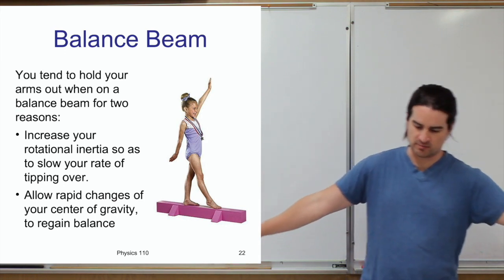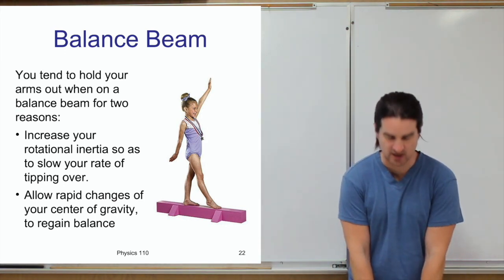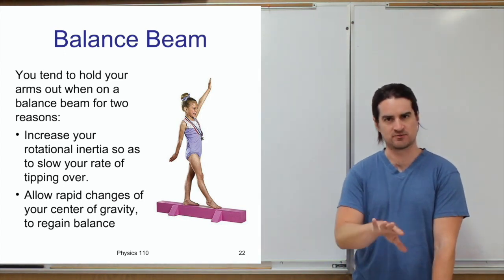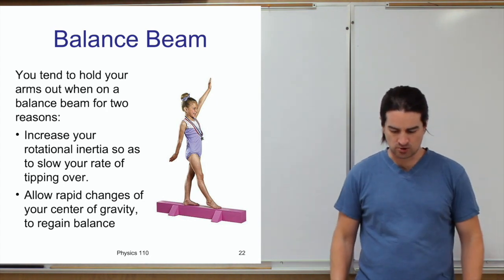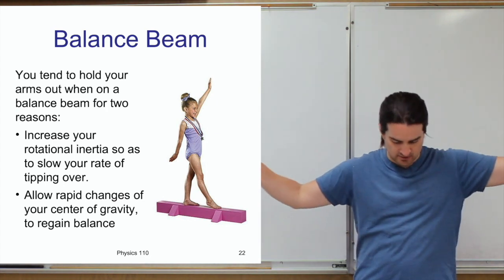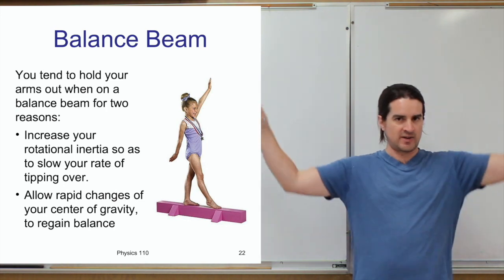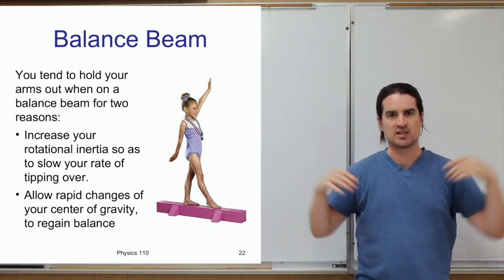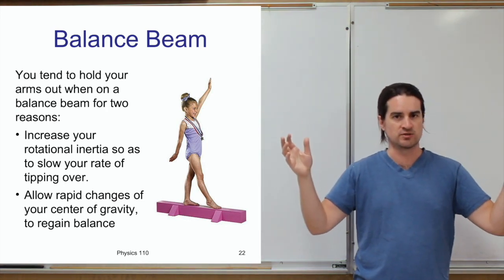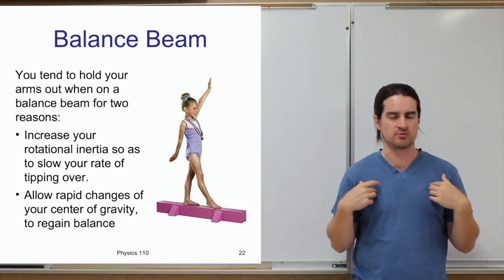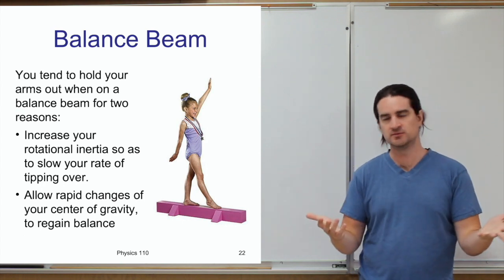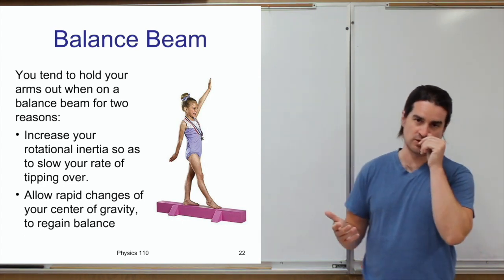If I'm going to fall off a balance beam, I'm essentially rotating around the balance beam. That's where the axis of rotation is. So if I put my arms out, I've distributed my mass further away from that axis. That means I've increased my rotational inertia, which makes me harder to rotate. So that's one way that putting your arms out helps.